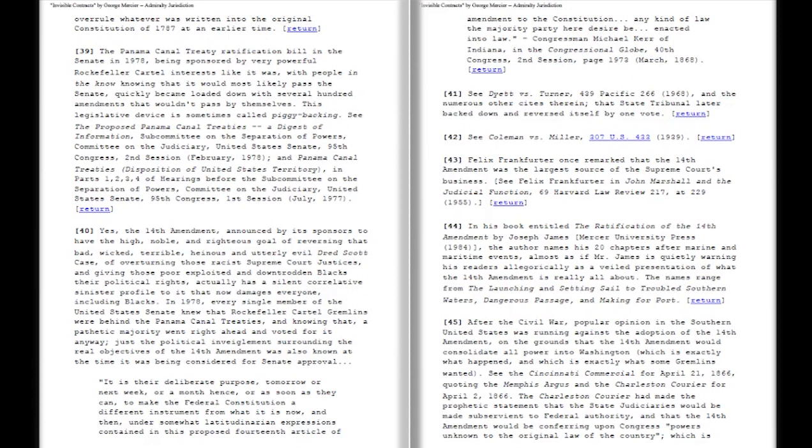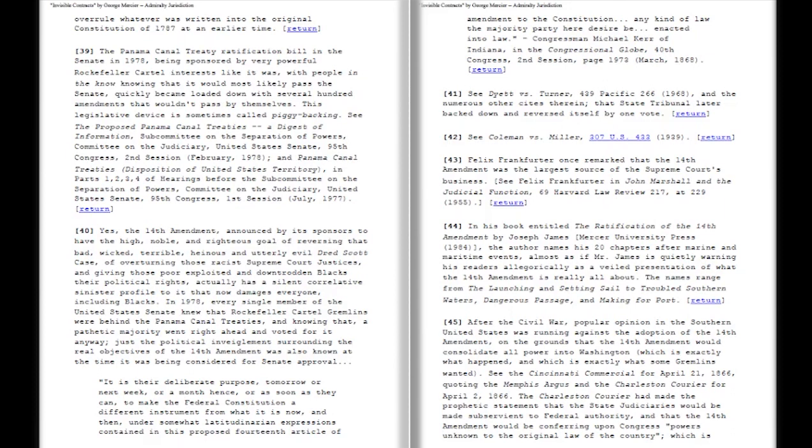Return. 39 The Panama Canal Treaty Ratification Bill in the Senate in 1978, being sponsored by very powerful Rockefeller cartel interests like it was, with people in the know knowing that it would most likely pass the Senate, quickly became loaded down with several hundred amendments that wouldn't pass by themselves. This legislative device is sometimes called piggybacking.